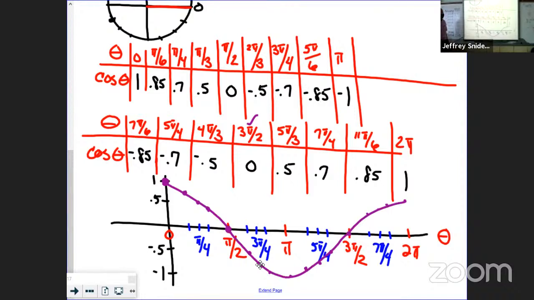All right? Again, this is all about knowing the unit circle, knowing all the coordinates and knowing that the sine is the y and the cosine is the x. That's how we're creating these graphs, right? Now I'm going to go back. I just want to show you this.